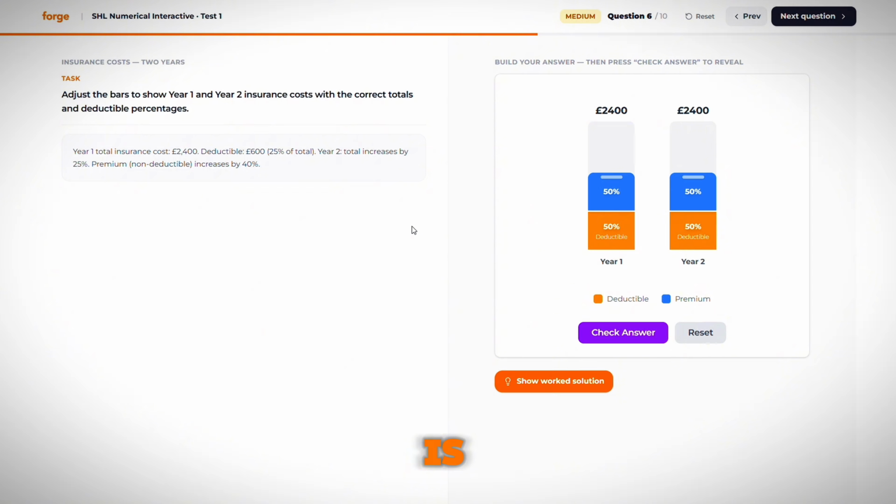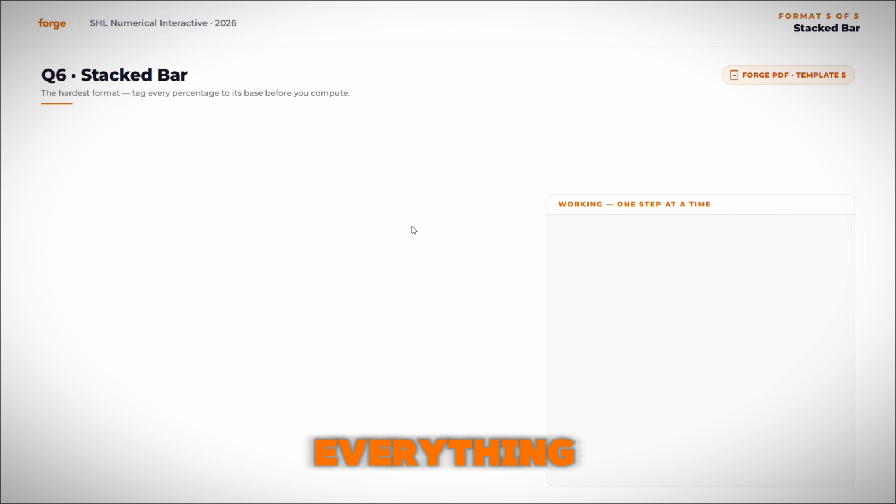The question is, year 1's insurance bill is 2,400 pounds, of which 600 is deductible. In year 2, the entire bill goes up 25%, but the premium part goes up 40%. So you have to set both the bars. One idea first, and everything else is easy. Every bar is just 2 pieces, a premium and a deductible.